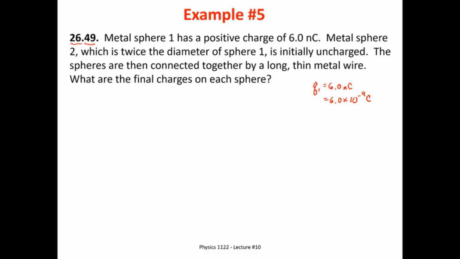And metal sphere 2 is initially uncharged. So actually, I'm going to put a naught after these charges then to indicate that they're the charges of the spheres in the initial state. Q2 naught for the second sphere is 0 because it's neutral. So these are the charges in the initial state.